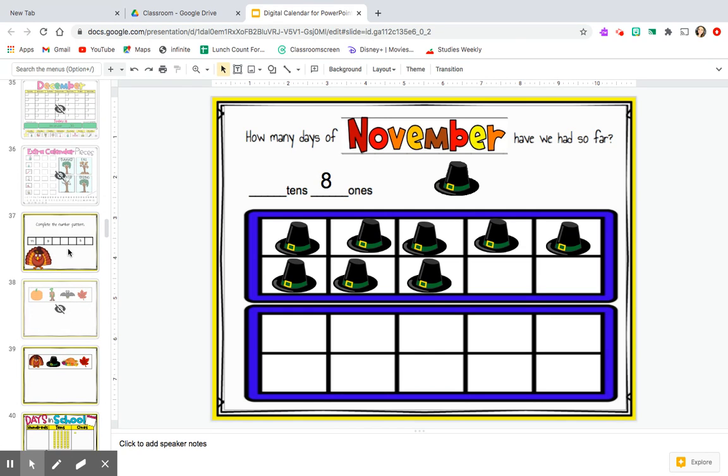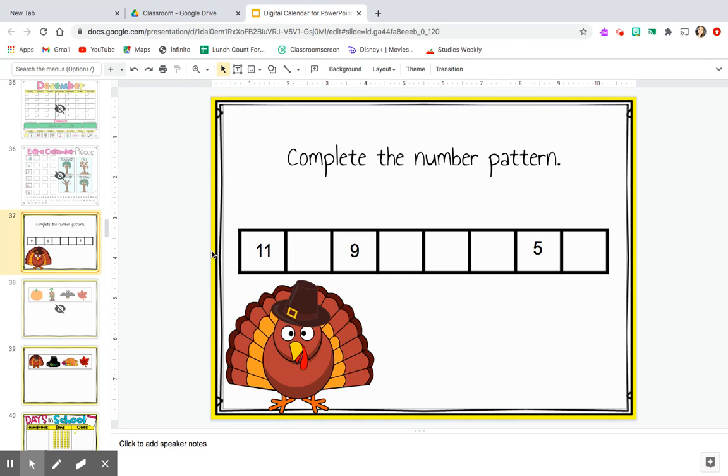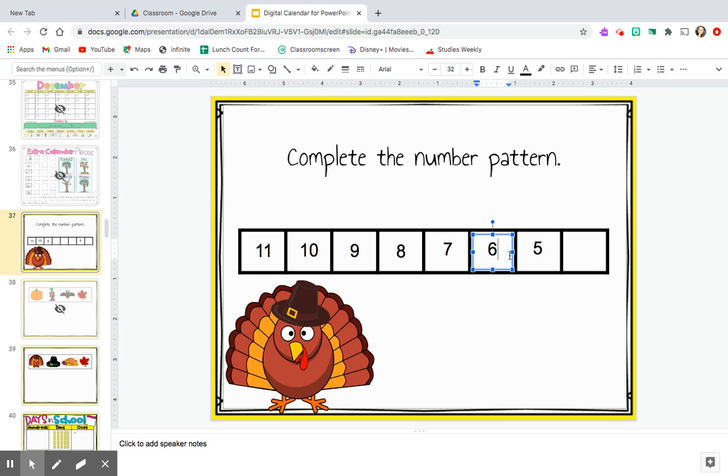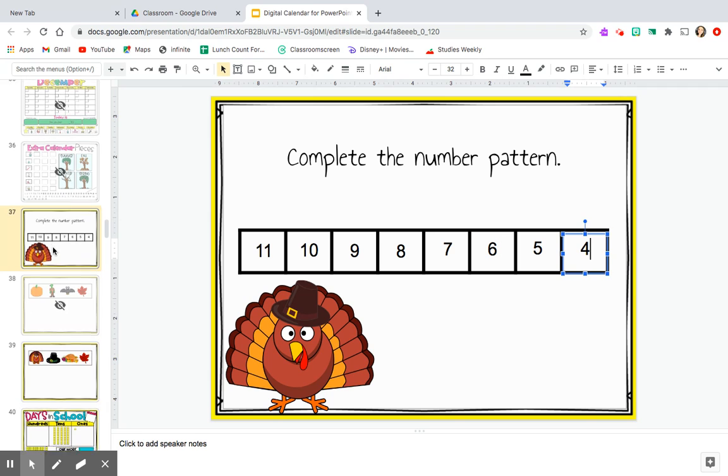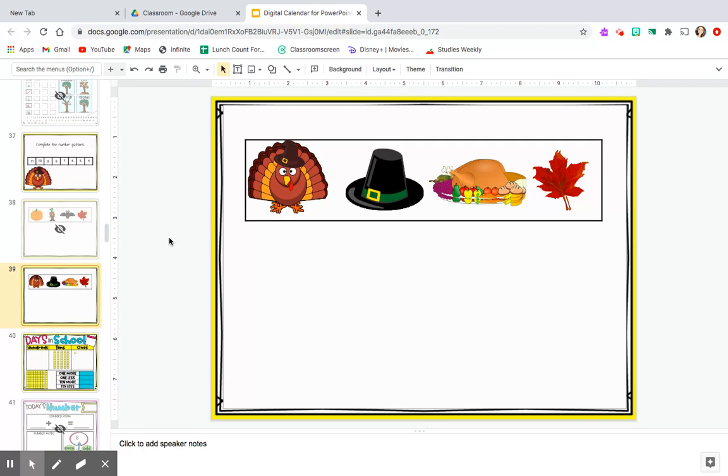All right, let's make our pattern. This isn't really a pattern. We're just continuing to practice counting backwards. So we start at 11 and then 10, 9, 8, 7, 6, 5, 4. All right, let's do our pattern here.